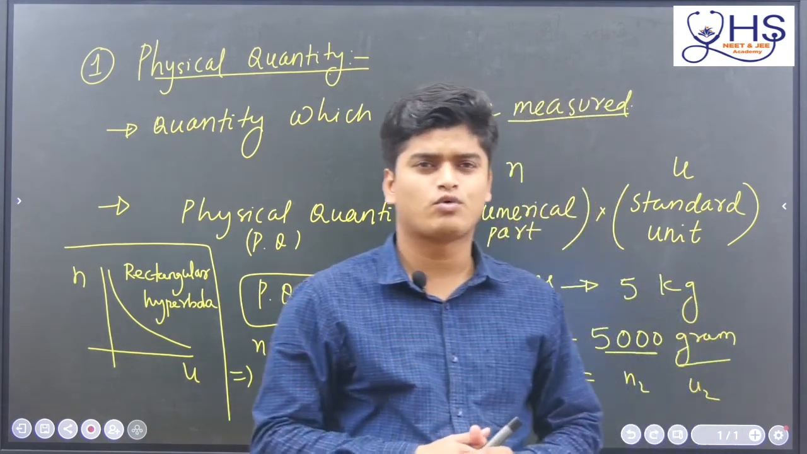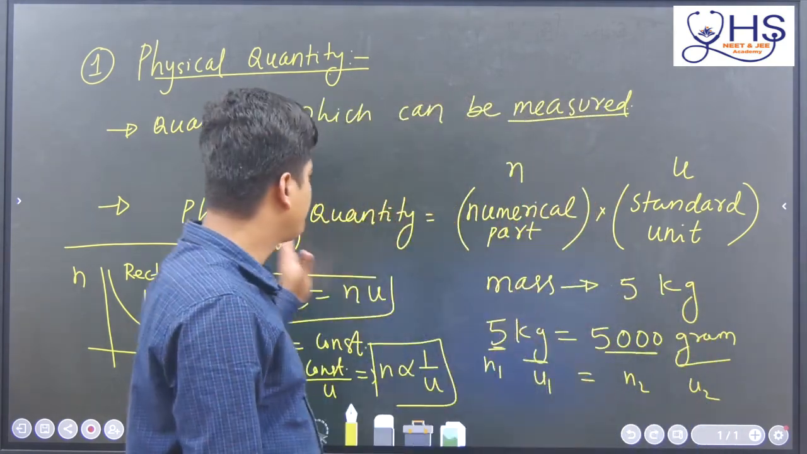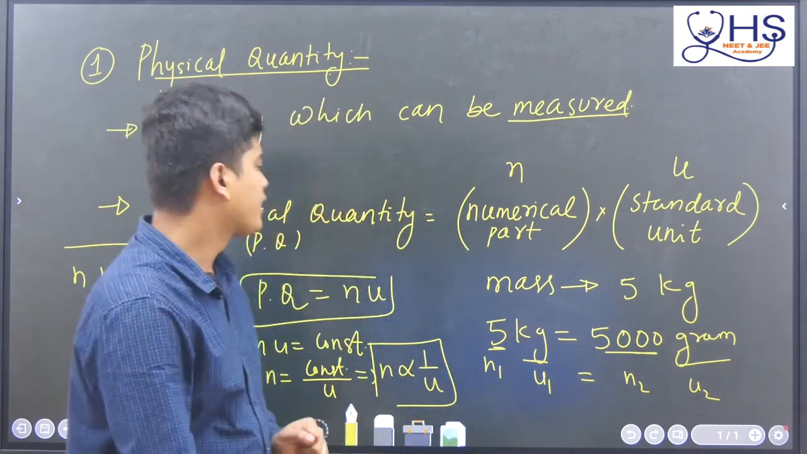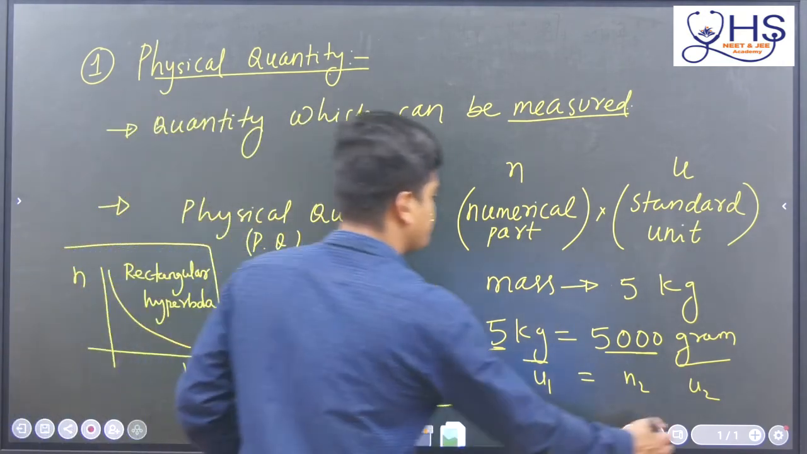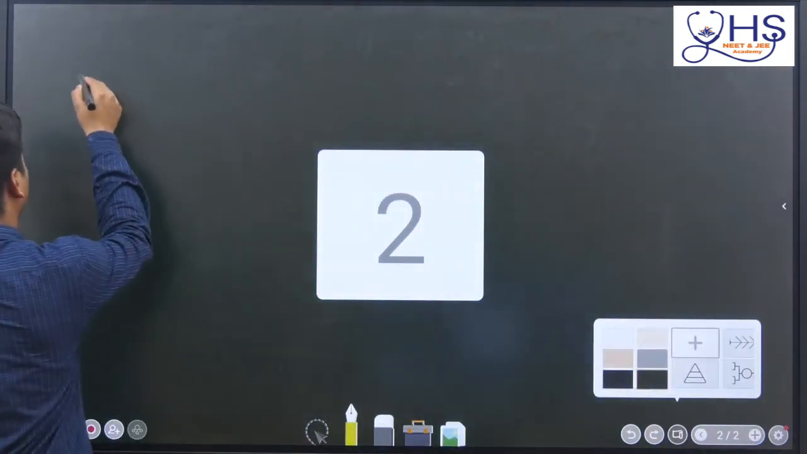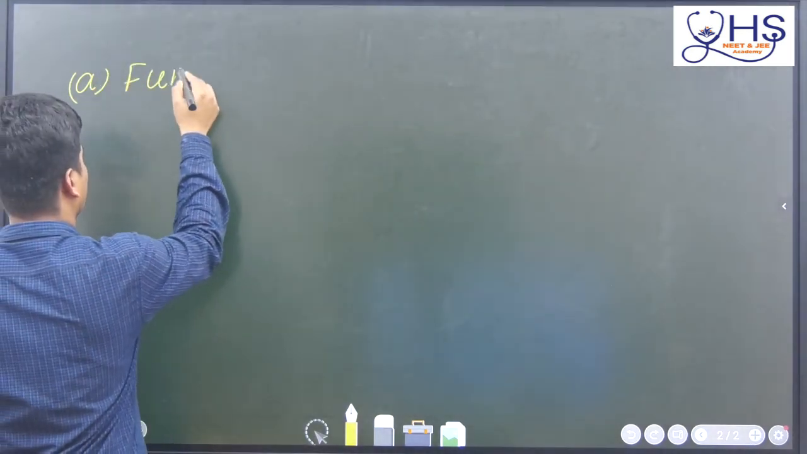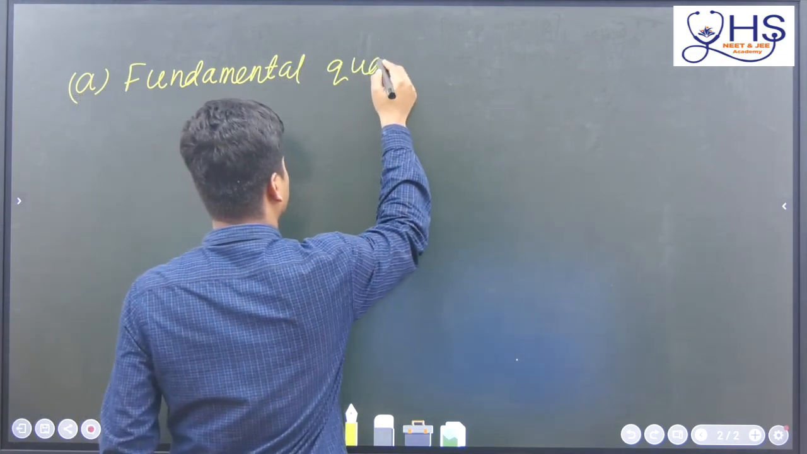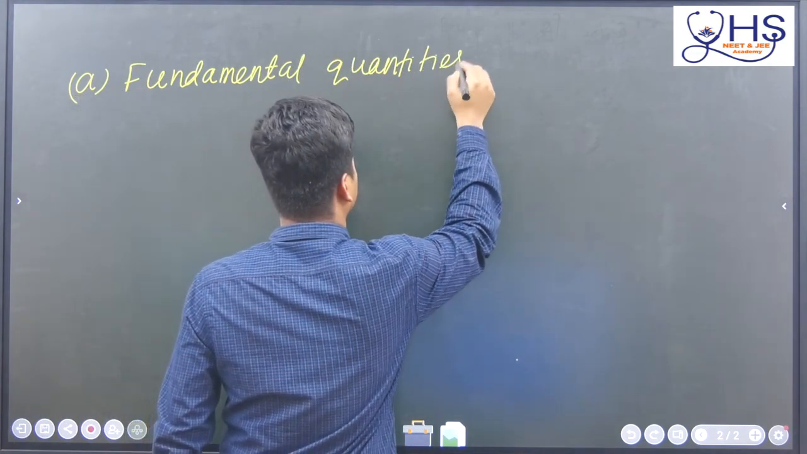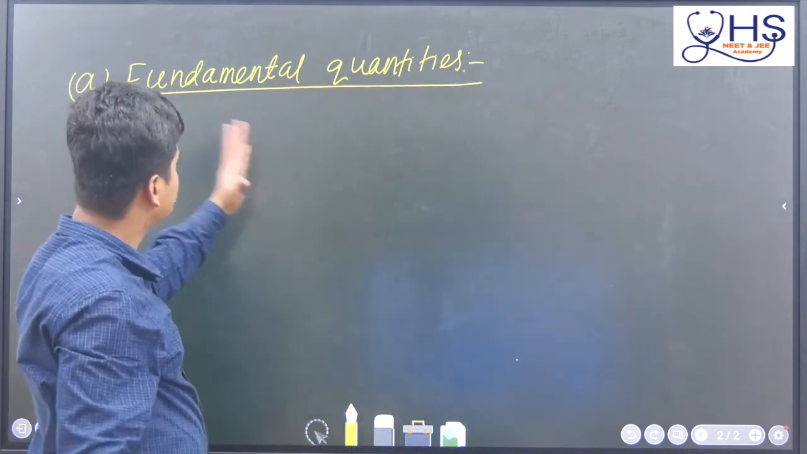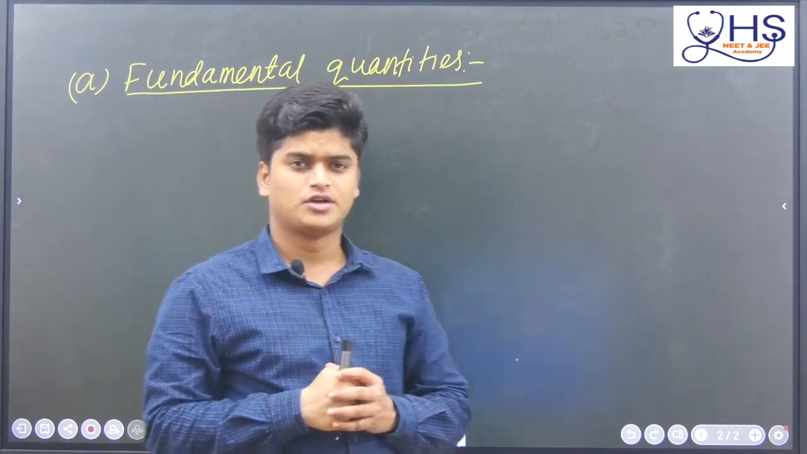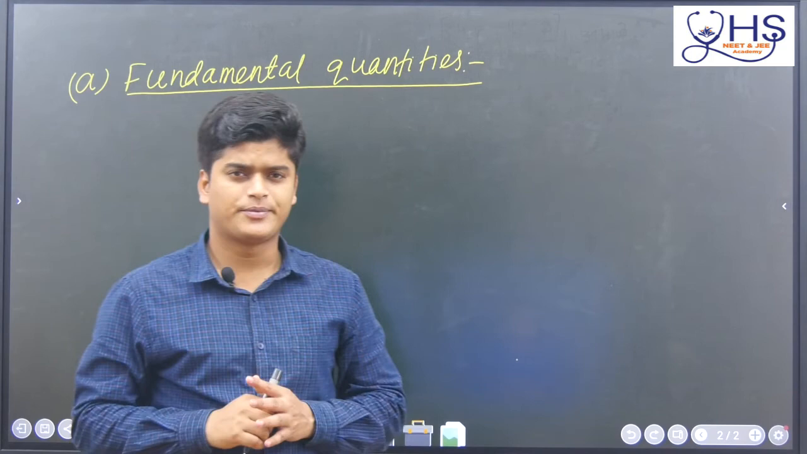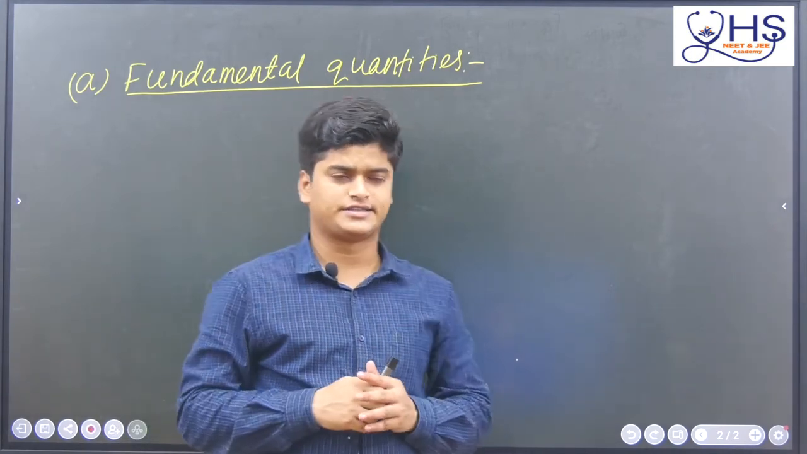So you understand what a physical quantity is, and that under a physical quantity we need some standard unit part and some numerical value also. Now we will go to the next thing, which is fundamental quantities. So we will understand what fundamental quantities are. Remember, these quantities are independent of each other. To measure or calculate the value of these quantities, you do not need some different quantity. So they exist independently.